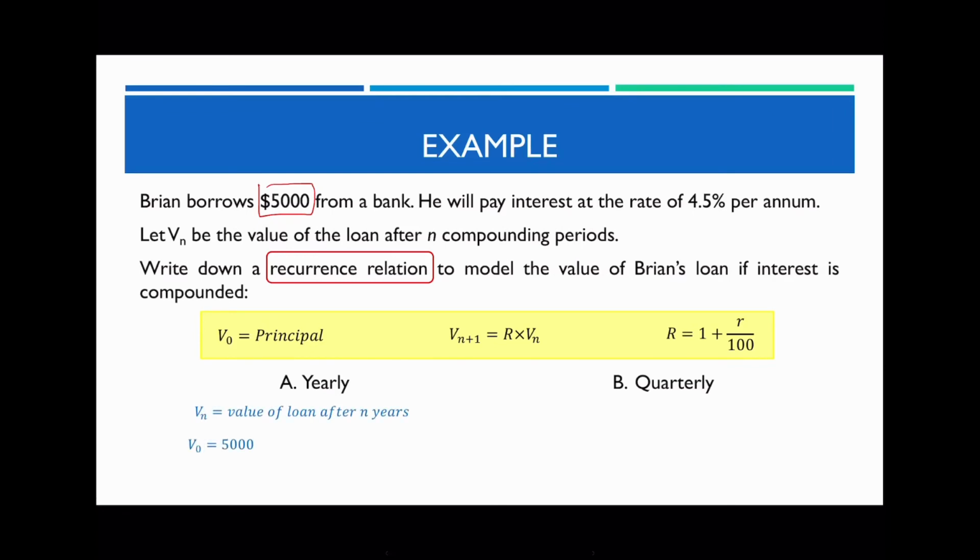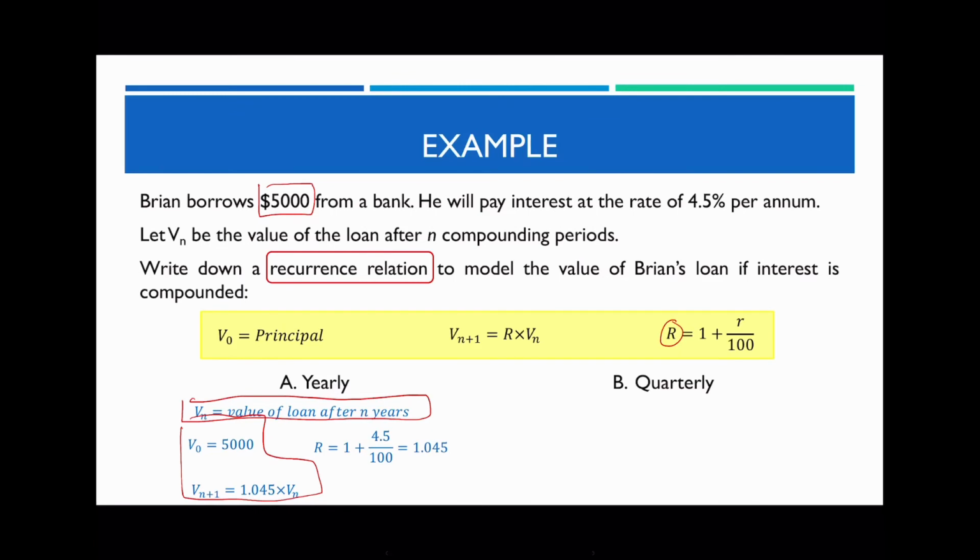So V0 is equal to 5,000, and I've also stated what my Vn represents in this case, because you have to actually do this when you have different compounding frequencies. I've got to mention that earlier on. So now I'm going to find out what the value of R is going to be. R in this case is going to be 4.5 divided by 100. So therefore my R is going to equal 1.0045. Substitute this in. So therefore this over here is going to be your final answer when you're writing down the recursive relations.